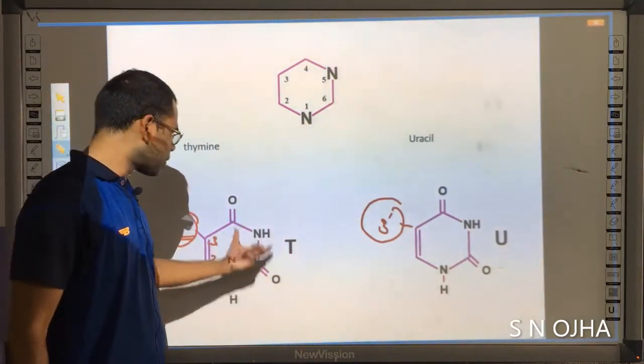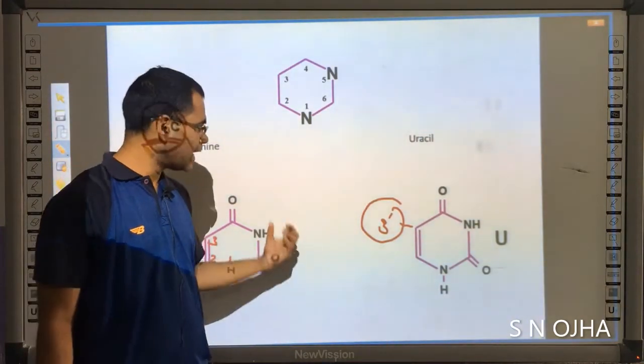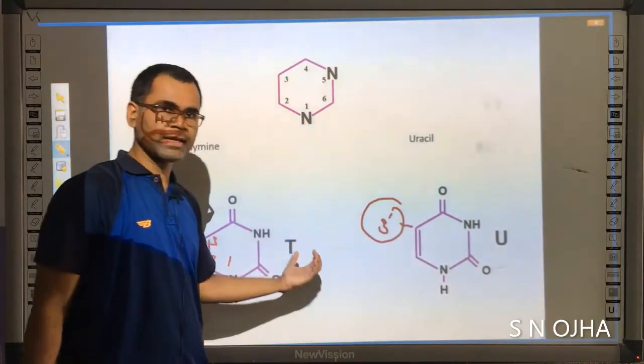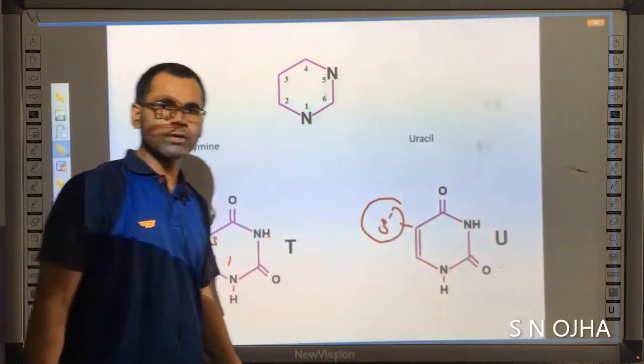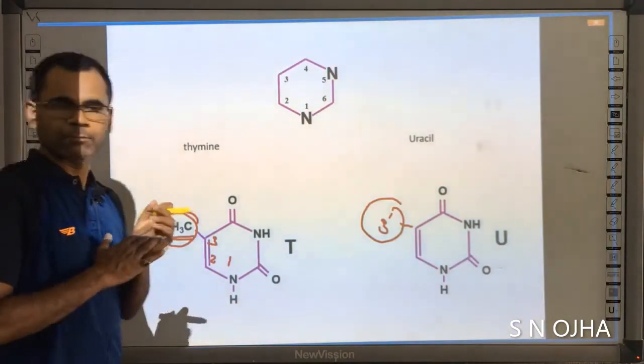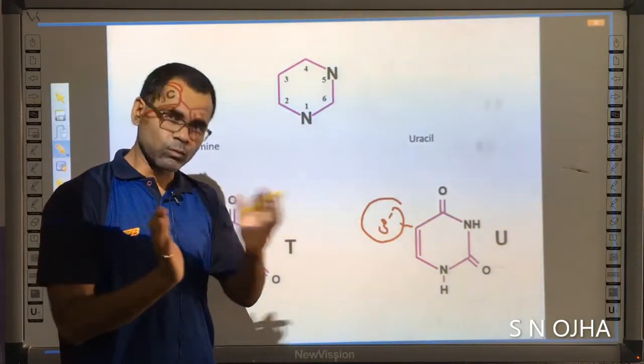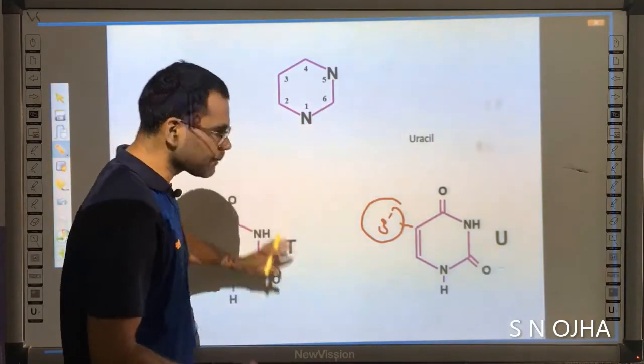Right. That's why the DNA is more stable as compared to RNA, because DNA has thymine and RNA has only uracil. Right. So now I think I have made myself a little bit more clear. DNA, the polynucleotides, how the structures are, and what the stability is. These points, keep them in your mind.